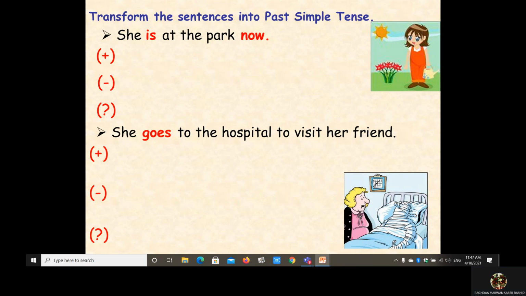She's at the park now. We want to make it in the past. First in affirmative form, then in negative form, then in interrogative form or making a question. So what will we say? It is in the present, in the past, what will it be?